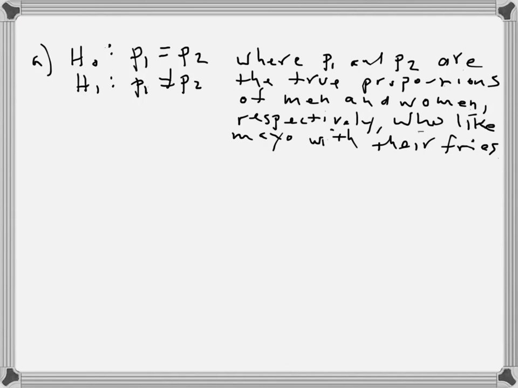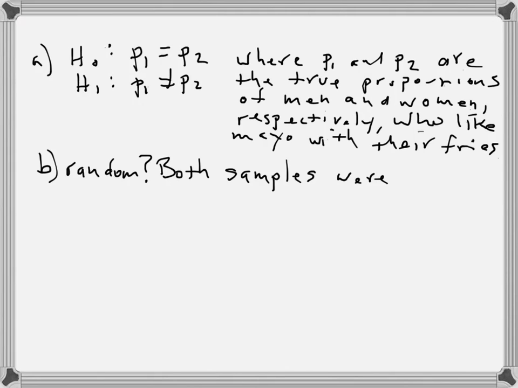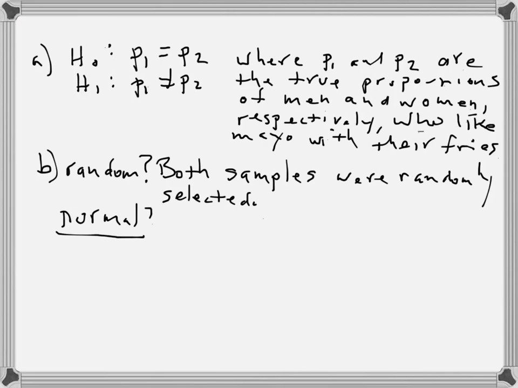Okay, let's check the conditions, part B. So, random? Well, it did state that both samples were randomly selected. And they're independent samples. And what is the normal condition? It's not the sample size is over 30.